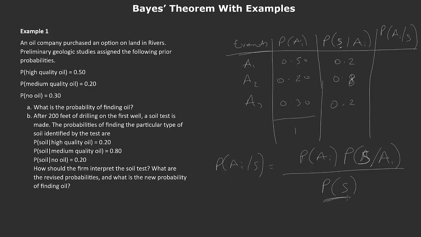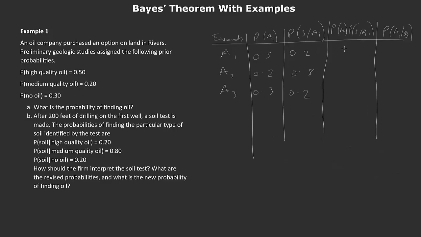So what we need to figure out now is the probability of S, and we also need to compute this product. So let's do that using this table. So here's the redrawn table. The first thing you do is take the product of the prior probability and the likelihood. This is known as the likelihood. If you take that product, this will give you 0.1, 0.16, and 0.06.